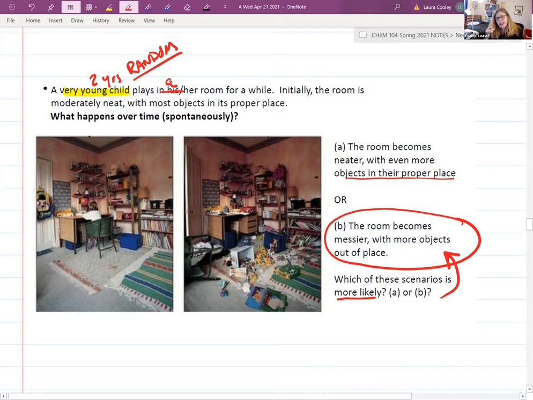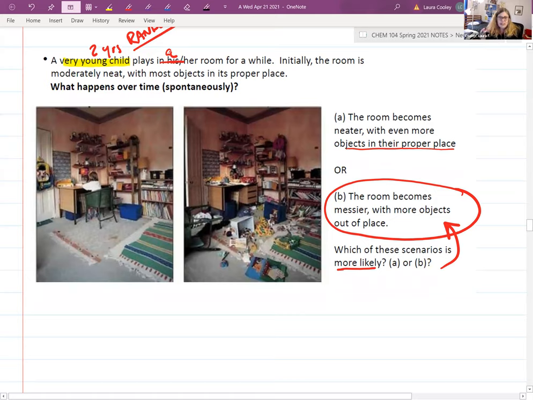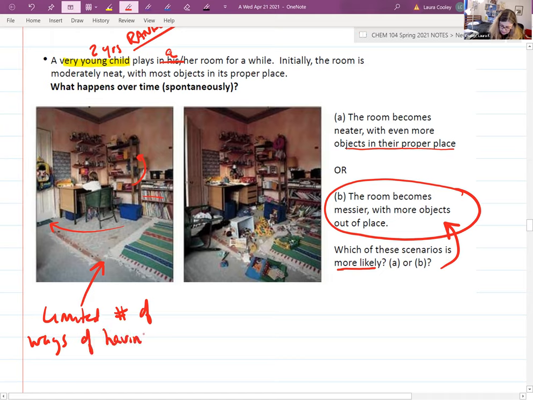So going back to how I tried to have you guys start to think about that problem with the two chambers connected by the valve. One way you can think about this is that there are many more ways to mess up a room than there are to neaten up a room. Okay, if you have a room like this, you could have arranged the books in a different order here, or you could move this bookshelf over here, or you could change the position of the desk, or you could take what's on this shelf and move it to that shelf. But there's a limited number of ways of having this room be neat.